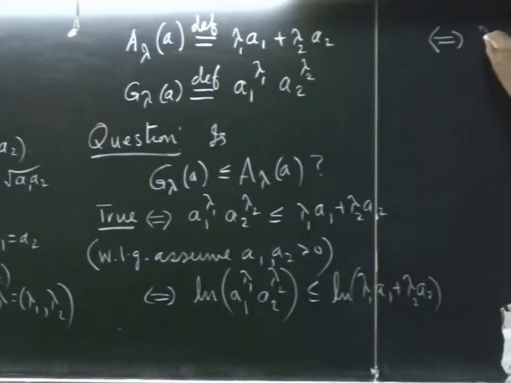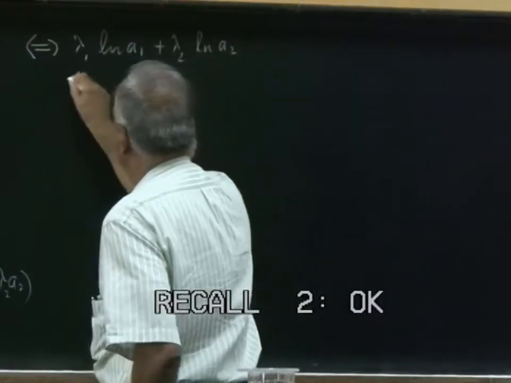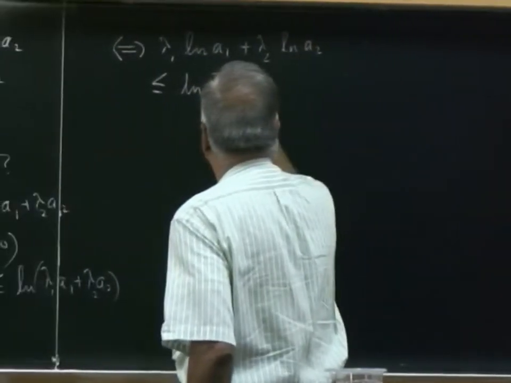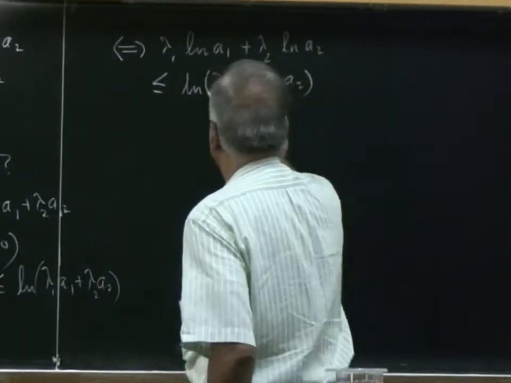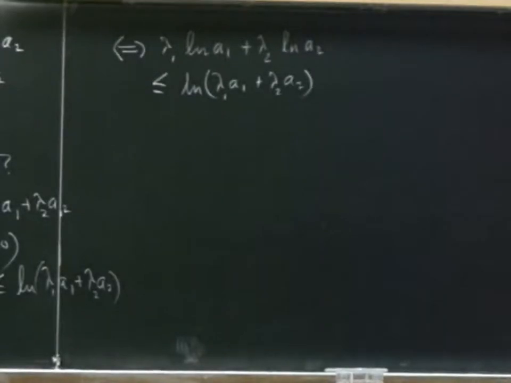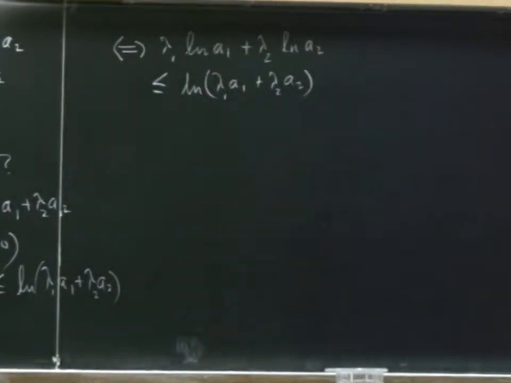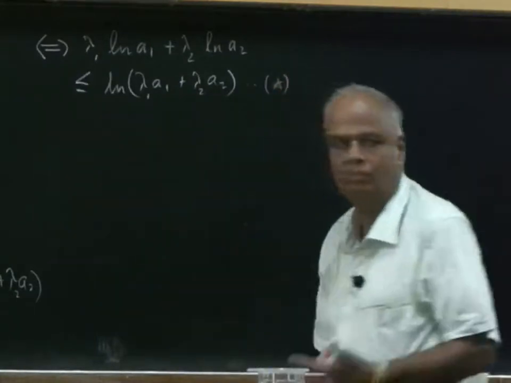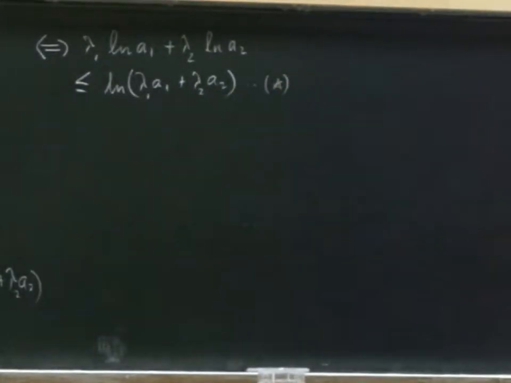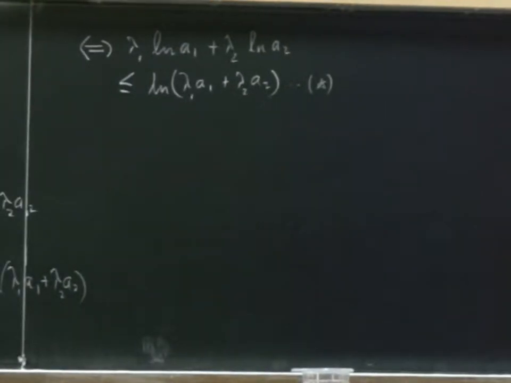So, now let us take the log. So, it is lambda 1 times log A1 plus lambda 2 times log A2 is less than or equal to log of lambda 1 A1 plus lambda 2 A2. So, therefore, the weighted arithmetic geometric mean inequality boils down to this, the logarithm I pointed out in the beginning of yesterday when we started this. So, therefore, all I have to do is verify whether this is true. If we prove this inequality, then automatically the geometric arithmetic mean inequality is proved.